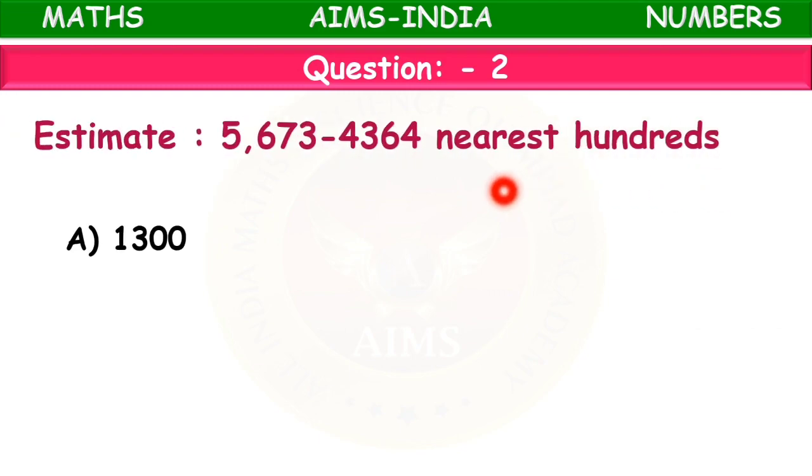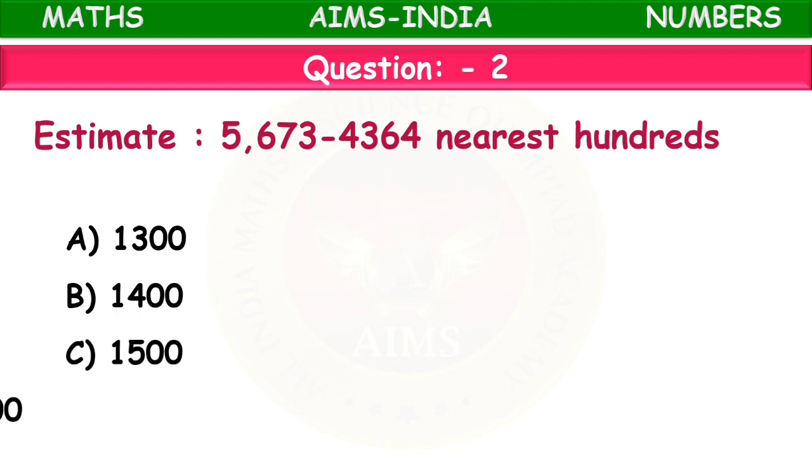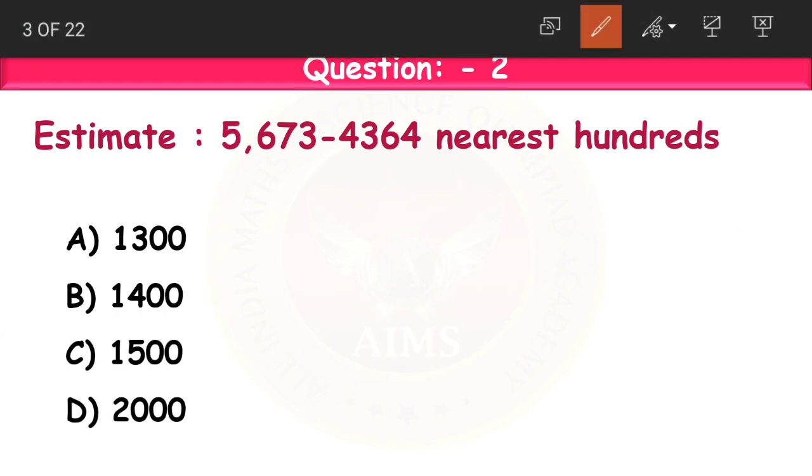Estimate 5673 minus 4364 to the nearest hundreds. Option A 1300, option B 1400, option C 1500, option D 2000. Again, what will be the first step? First estimate the numbers and then find out the difference. Now what are they asking us to do? They are asking us to round off to the nearest hundreds.